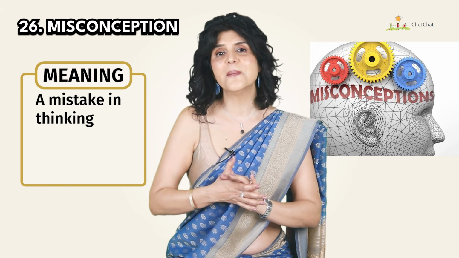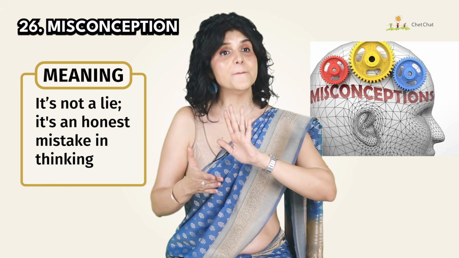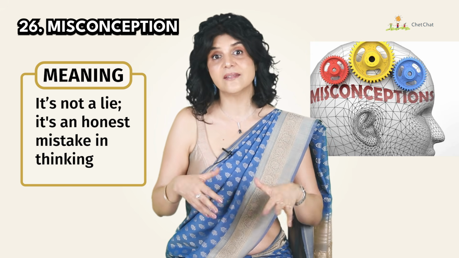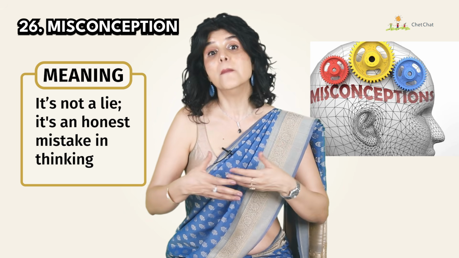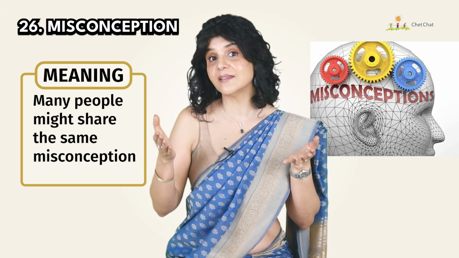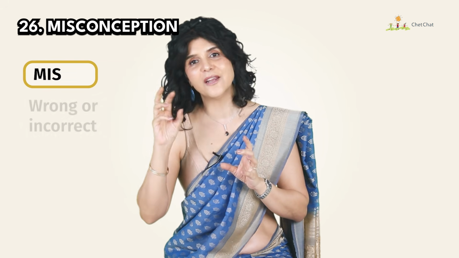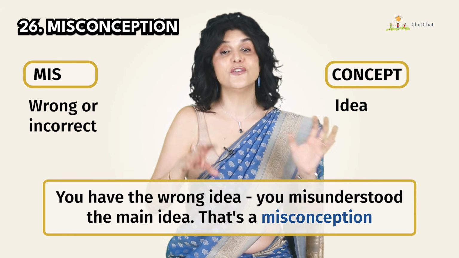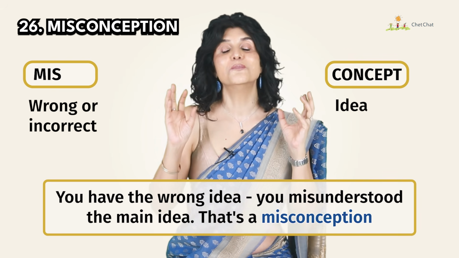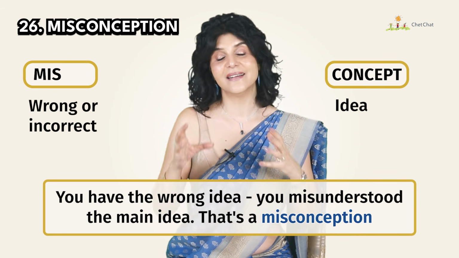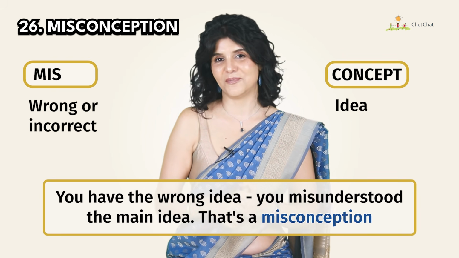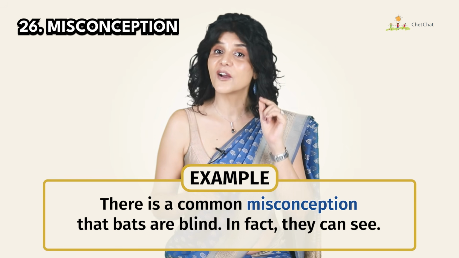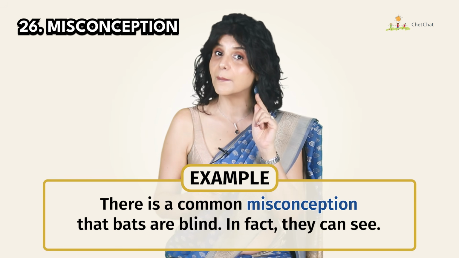Think of it as a mistake in thinking. Now, misconception is not a lie. It's an honest mistake in thinking. Many people might share the same misconception. Memory hack, break it down. Think of misconception as mis meaning wrong or incorrect, plus concept meaning idea. You have the wrong idea. You misunderstood the main idea. That's a misconception. Example, there is a common misconception that bats are blind.